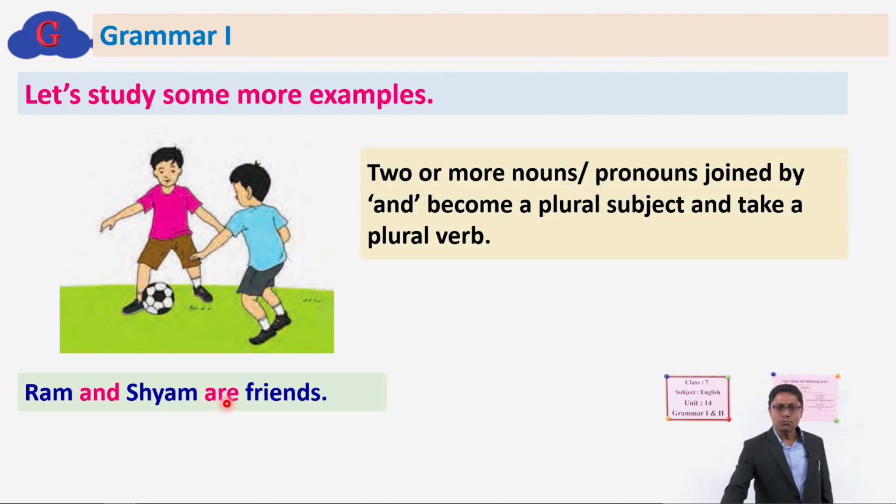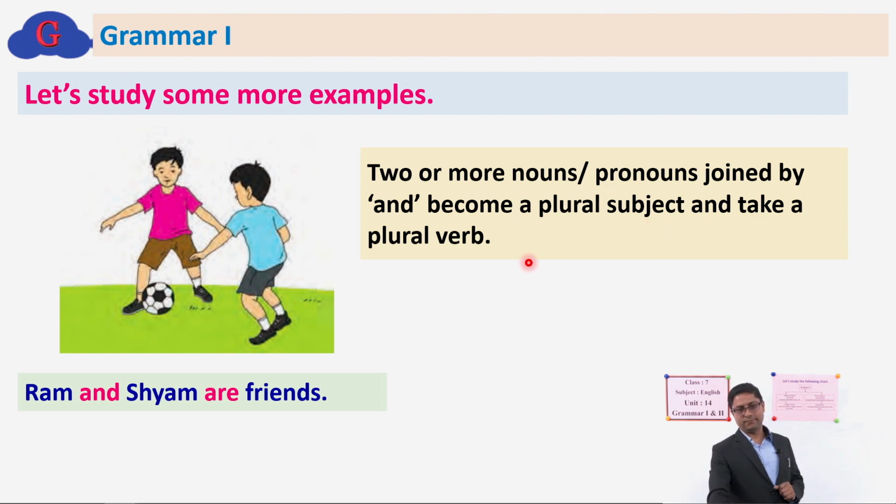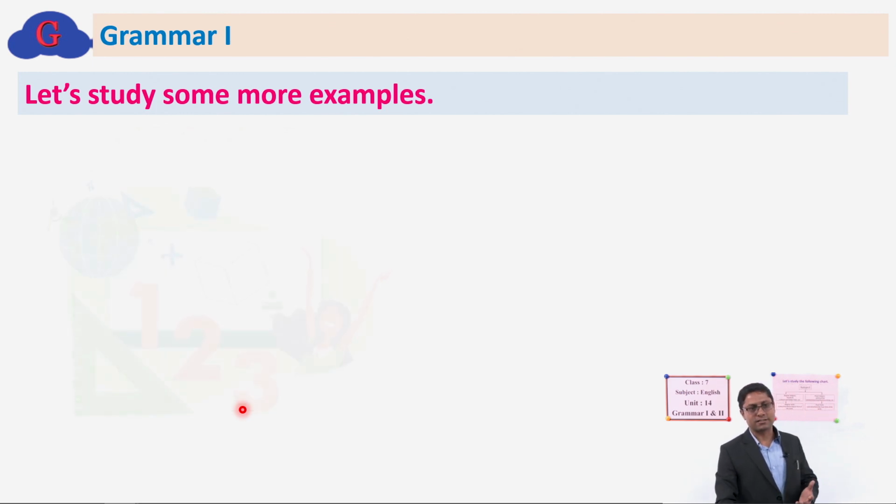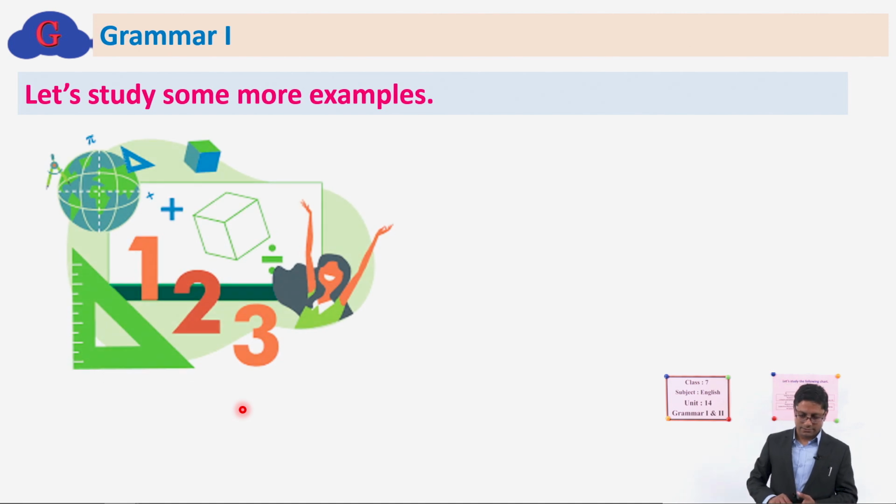So, if two or more nouns or pronouns are joined by and, then the subject becomes plural. As a result, it takes a plural verb. Okay? So, when and connects two nouns or pronouns as subjects, it becomes plural and we use the plural form of the verb. Got it? Okay, let us look at the next one. Okay, so the picture there.